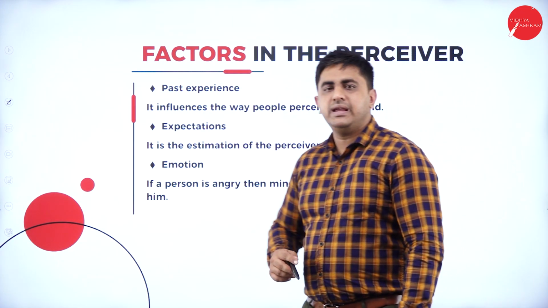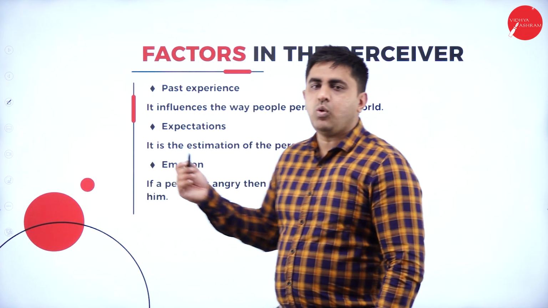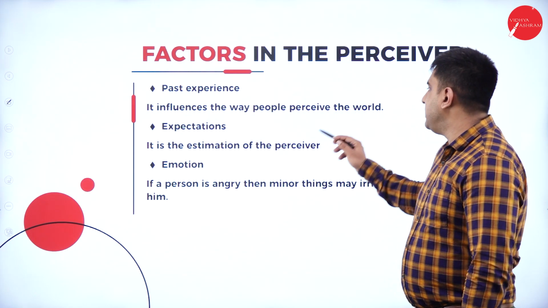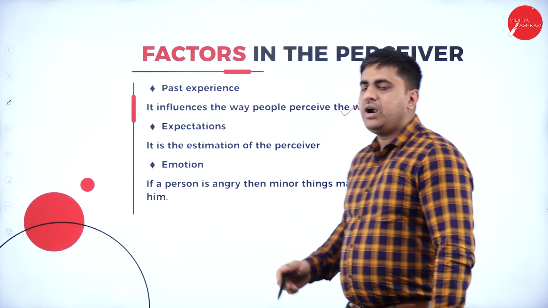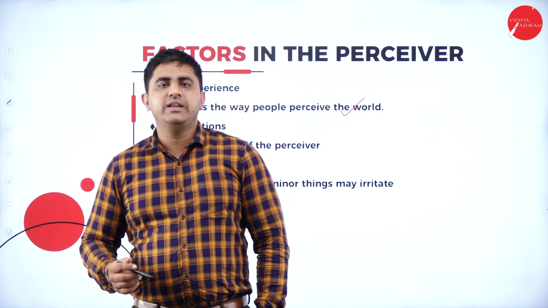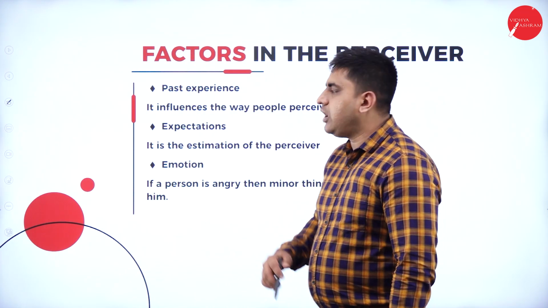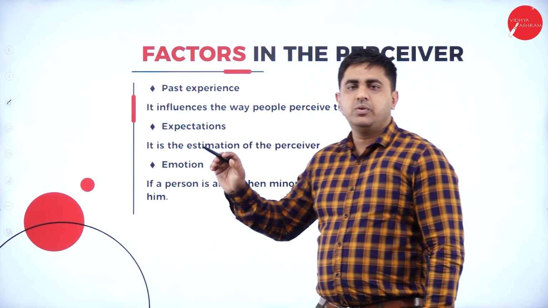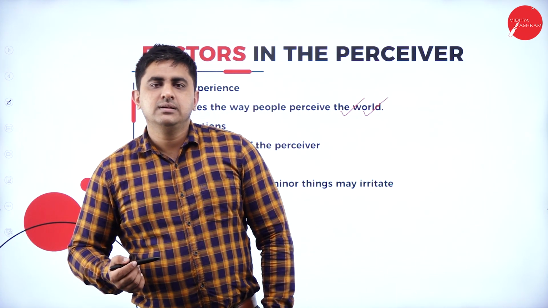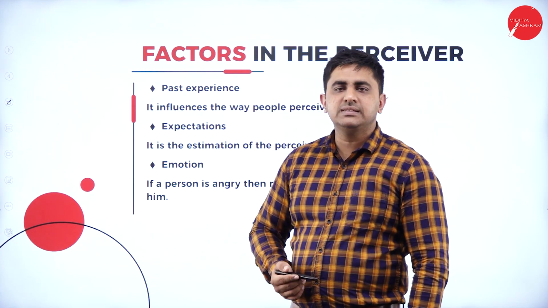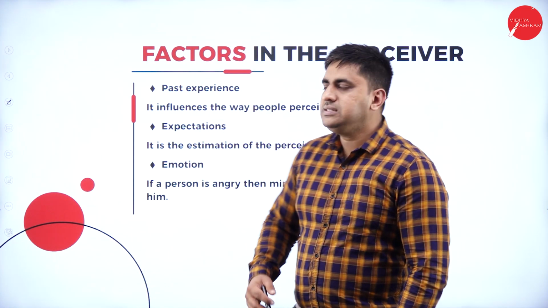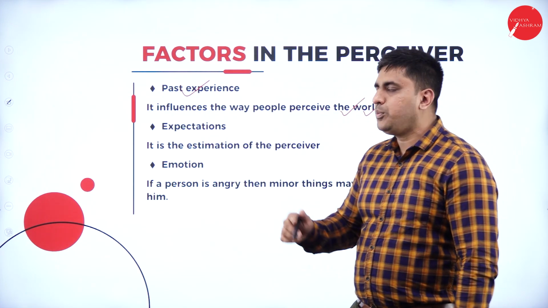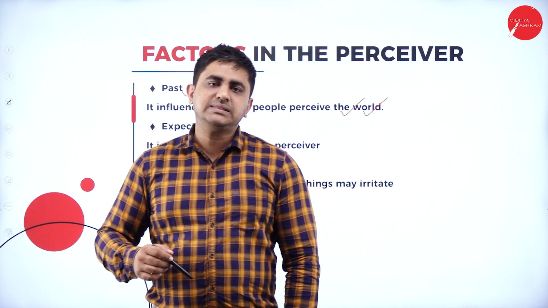Next, past experience also affects perception. It influences the way people perceive the world. For example, a person who has had very good past experiences has enjoyed life all the time and is happy. So he will always have a very happy or positive perception towards the world, towards life. Suppose a person has suffered a lot in life and is into depression. Even though something pleasant happens in his life, he is unhappy because his past experience is not good. So past experience also affects perception.